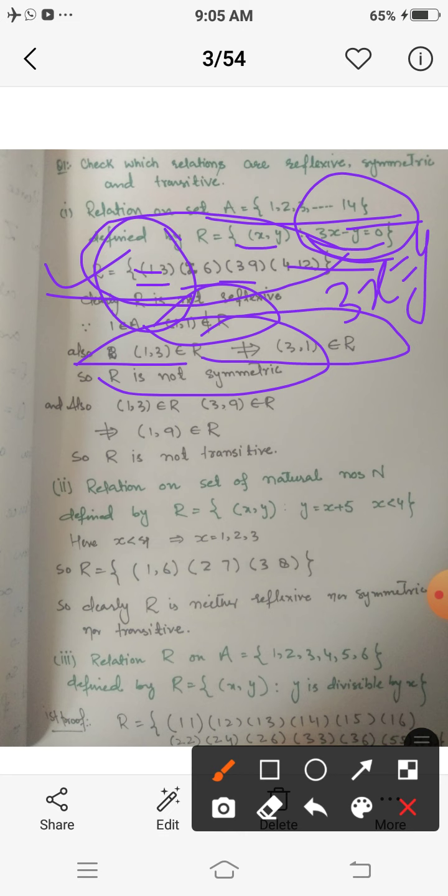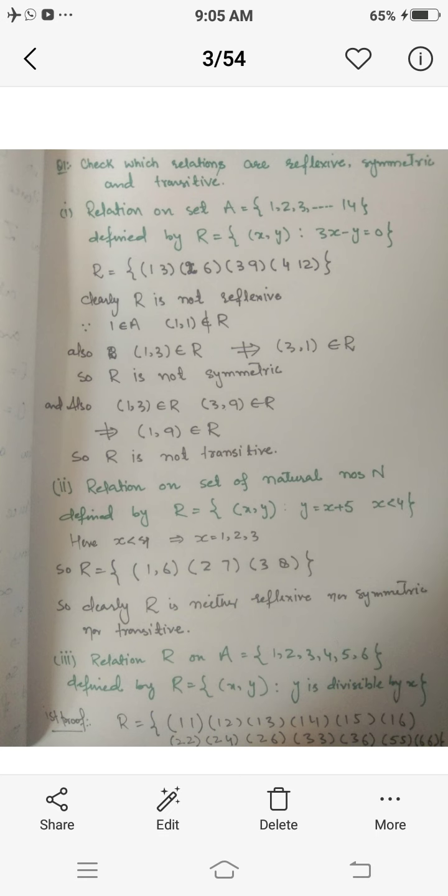Now for transitivity, in order to check the transitivity of a relation, we have to first find the elements of the form (a, b) and (b, c). So here we have such elements like (1, 3) and (3, 9). Now for transitivity, these two elements should imply that the third element (1, 9) belongs to R. But here (1, 9) is not in R, so this means that R is not transitive. So in other words, this R is neither reflexive nor symmetric nor transitive.